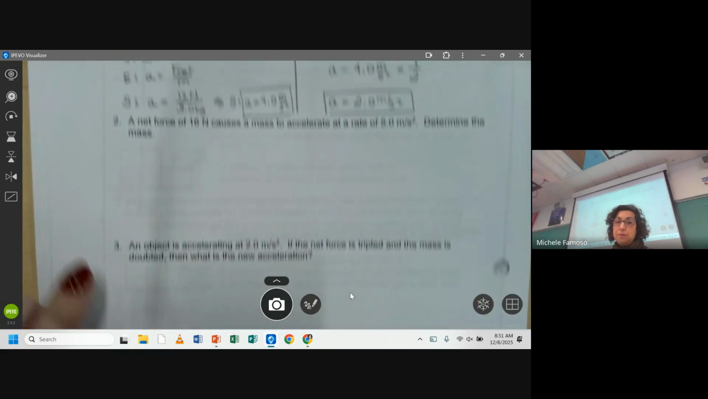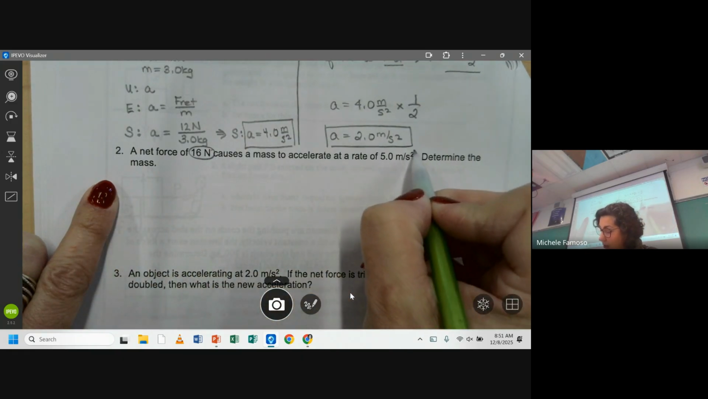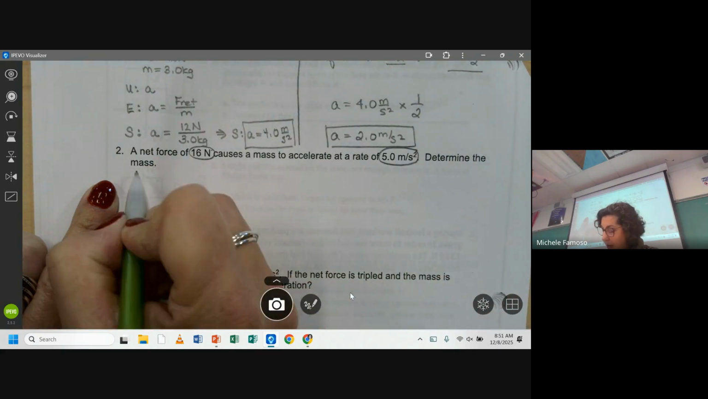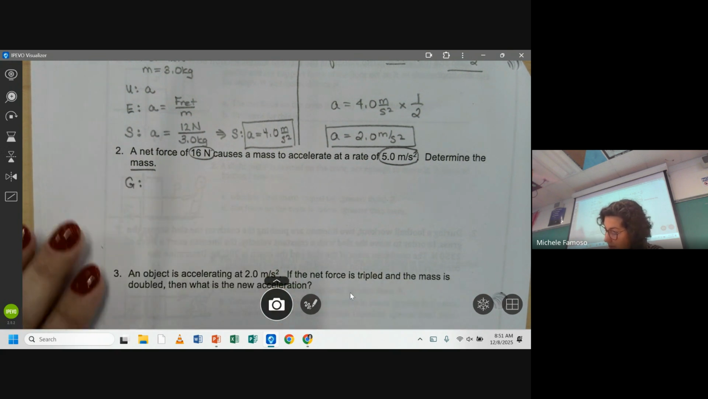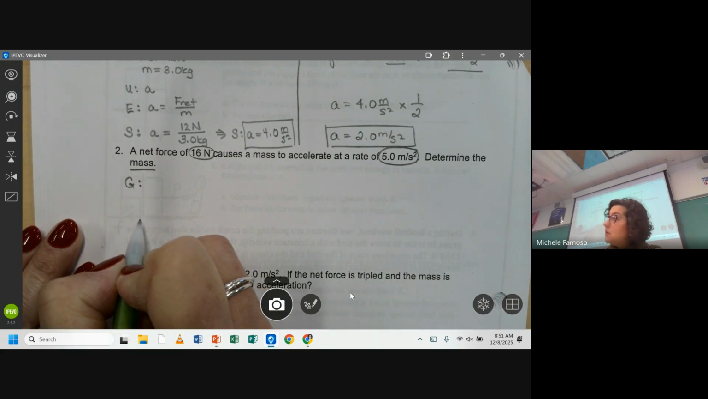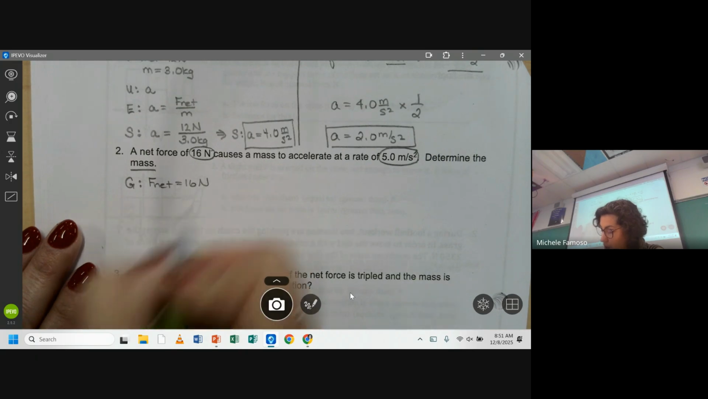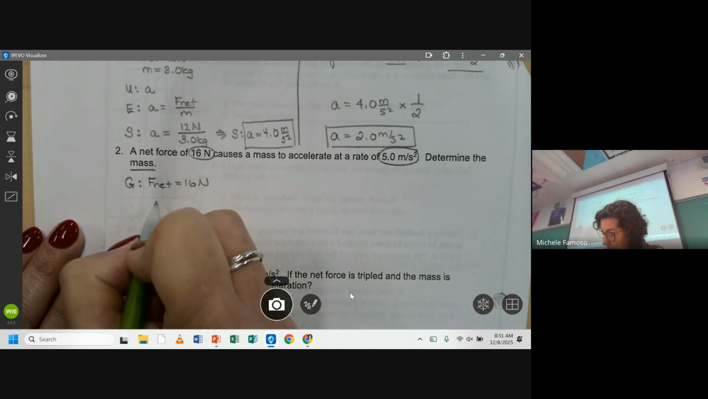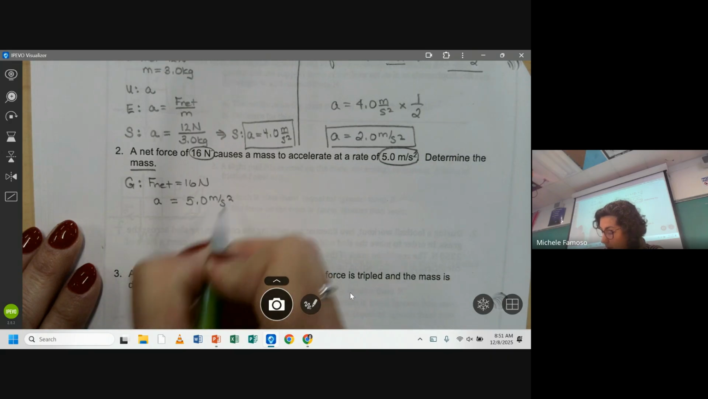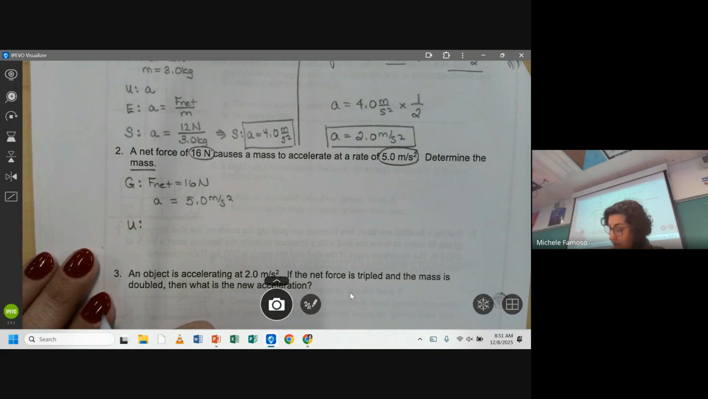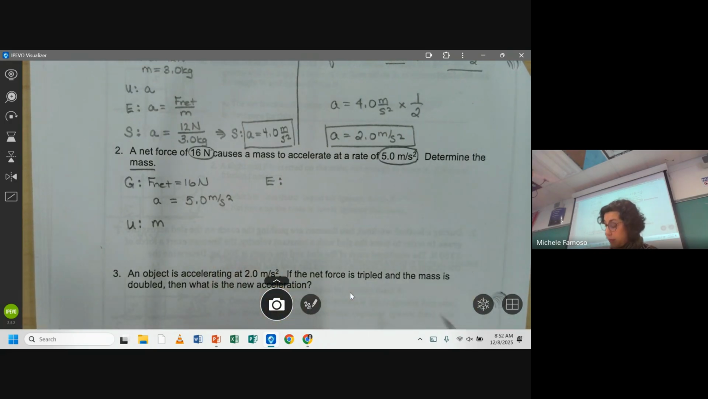Let's now look at question 2. In number 2, we have a net force of 16 newtons causing a mass to accelerate at 5.0 meter per second squared. I want us to determine the mass. Janicia, can you give me a given, please, for this question? F net is 16 newtons. Ryder, what's my other given? So little a is 5.0 meter per second squared. What is my unknown variable, Gavin? Little m. All right, what equation from the reference table, Haley, should I start with?